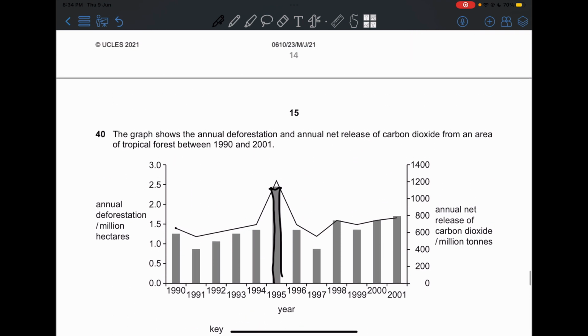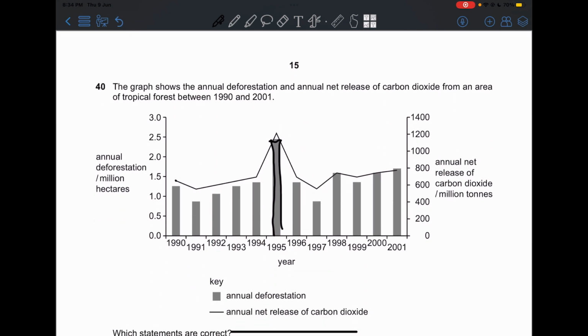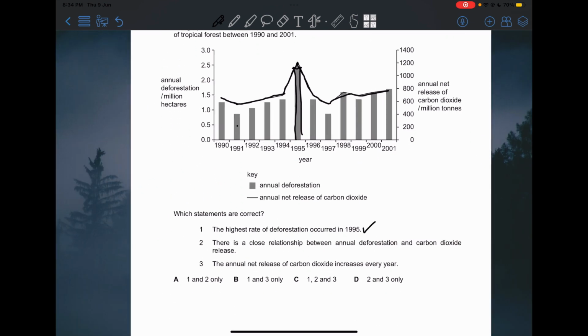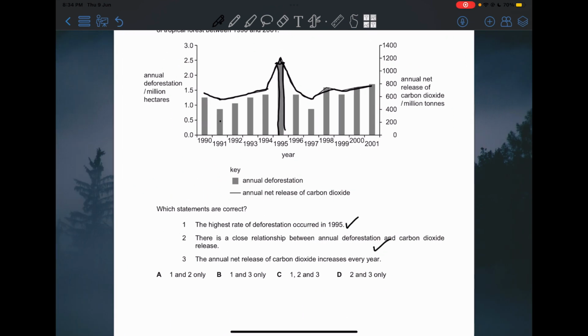Now, yes, there is really some sort of relationship between the two values, because as you can see here, when it decreased, it also decreased over here and here, and it was increasing, and then it reached the highest over here. Also, the carbon dioxide reached the highest. Really, it has a similar shape with the bar graph. So yes, we can say that this statement is correct.